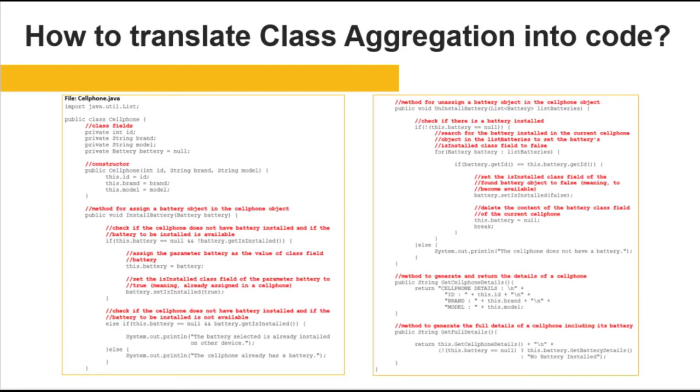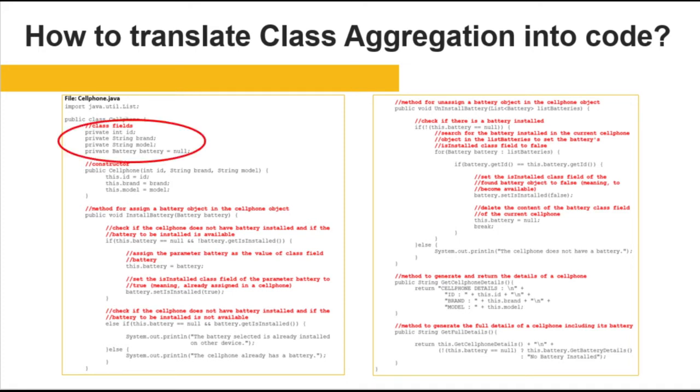Now, how to translate class aggregation into code? The key event code shows how to translate the cellphone class from the UML class diagram into its corresponding Java code considering its class fields, constructors, and methods. The red text indicates the functions of each block of code.